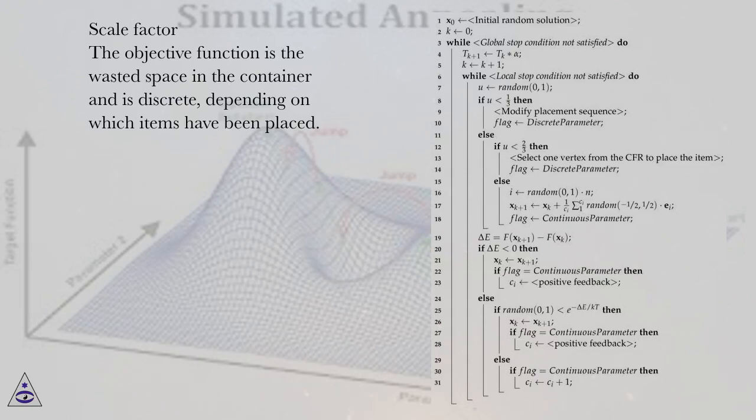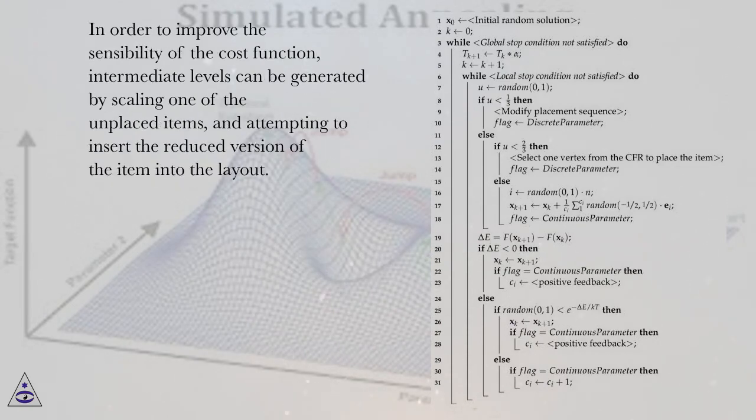Scale factor. The objective function is the wasted space in the container and is discrete, depending on which items have been placed. In order to improve the sensibility of the cost function, intermediate levels can be generated by scaling one of the unplaced items, and attempting to insert the reduced version of the item into the layout.